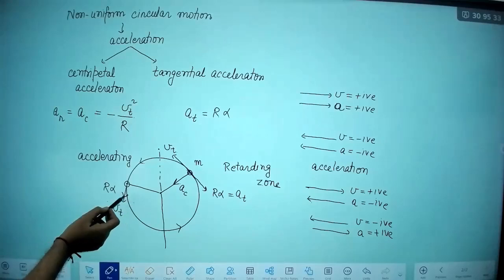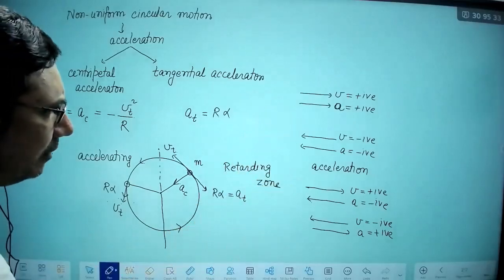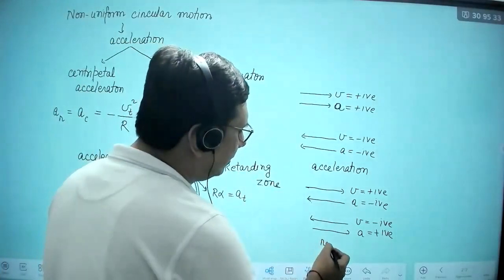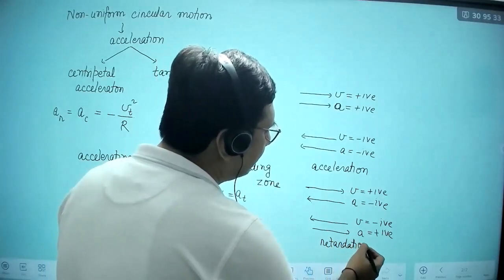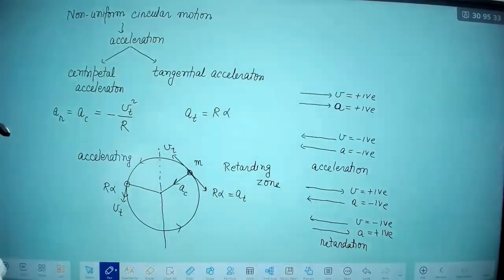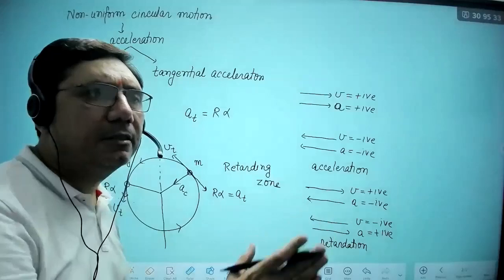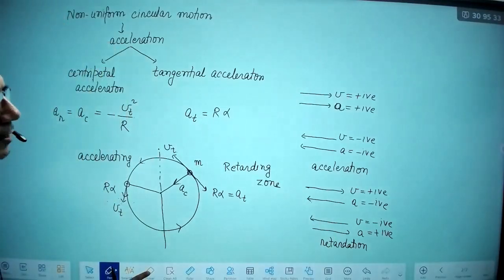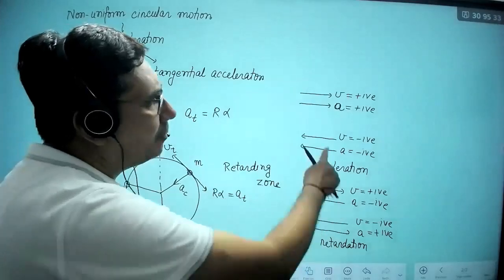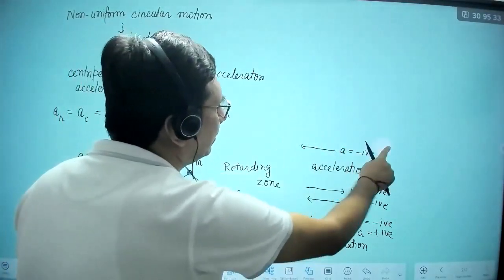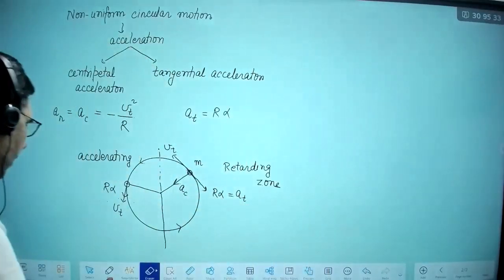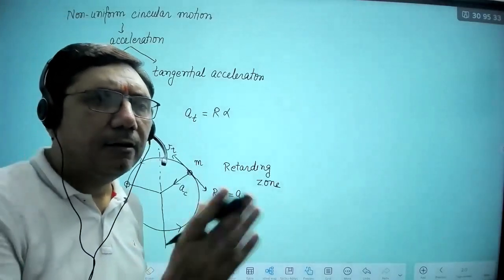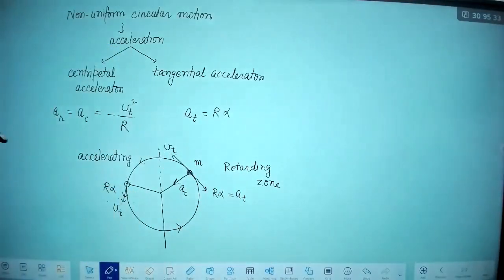Here the component of weight is parallel to Vt, so this will be the accelerating zone. This is called retardation. So for retardation, velocity and acceleration should be opposite. For acceleration, velocity and acceleration should be in the same direction. ठीक है ना? So here this plus and minus was just to show you. But you can just remember: when velocity and acceleration are in the same direction, there will be an accelerating zone, and when they are in the opposite direction, that will be a retarding zone.